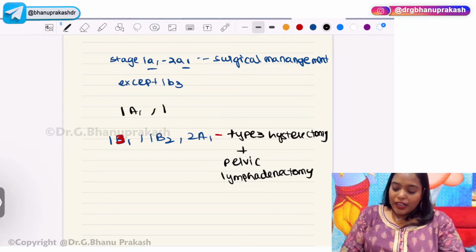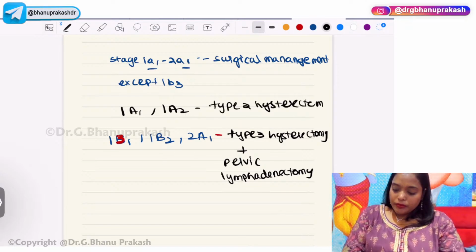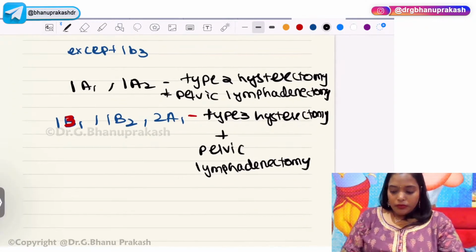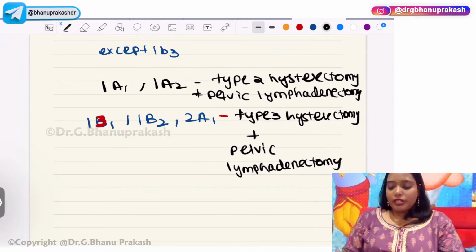For 1A1 and 1A2, it is type 2 hysterectomy plus pelvic lymphadenectomy. For 1B1, 1B2, 2A1, it is type 3 hysterectomy plus pelvic lymphadenectomy. And in all these surgeries, ovaries are not touched at all. Okay?